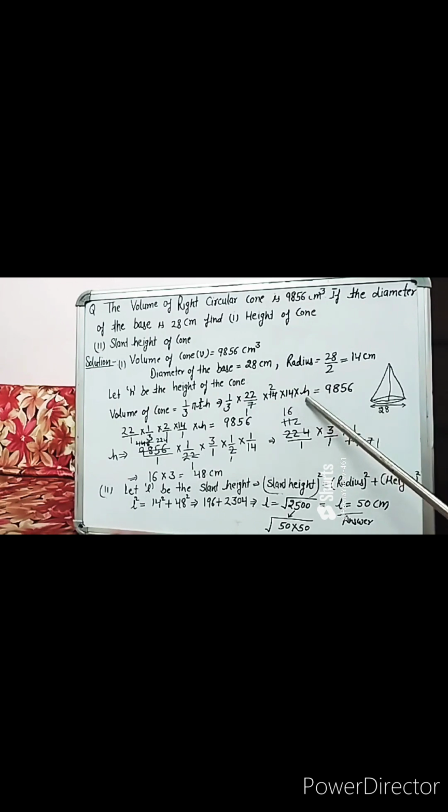So here we have to find the value of h. To find the value of h we reverse all these values and solve this part. We get 48 centimeter is the height. Now we find the slant height. Let L be the slant height. By Pythagoras theorem, slant height square is equal to radius square plus height square. Putting the value of radius 14 and height 48 square, and after adding, L square is equal to 2500, L is equal to 50 centimeter is the answer.